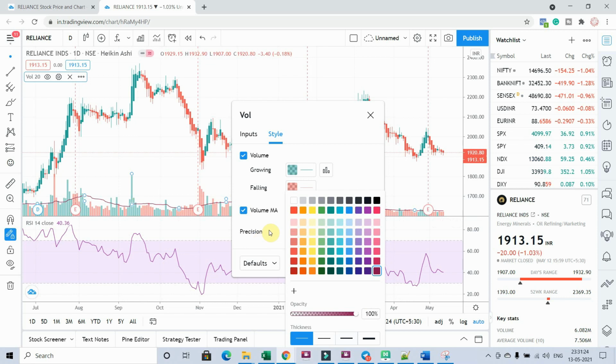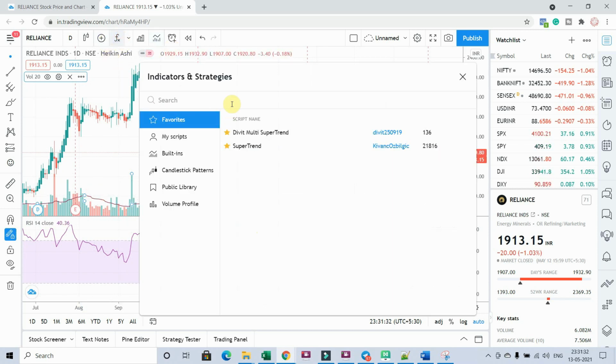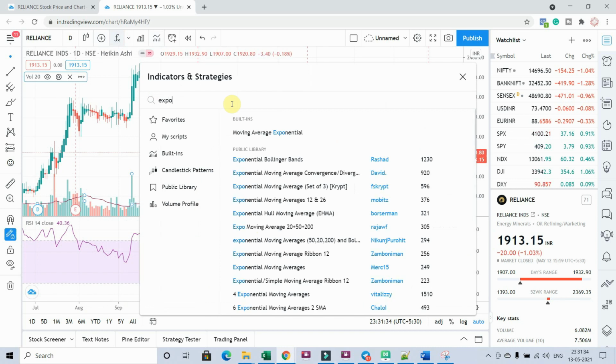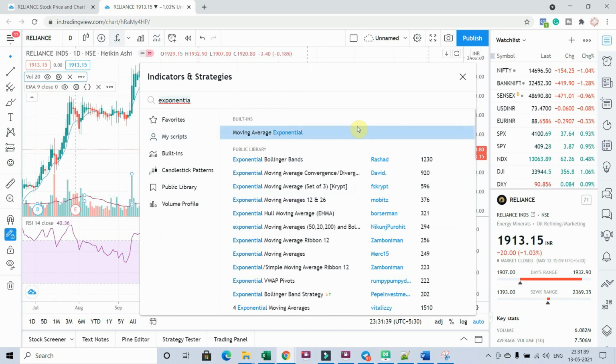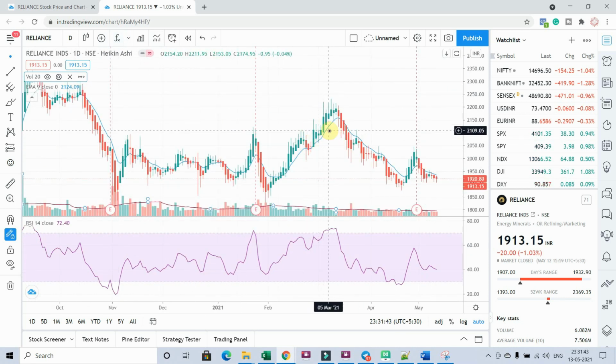So now we have the RSI, the volume and EMA. Again, you click on this exponential moving average, which is 9. By default it is 9, so you can see the EMA line here.